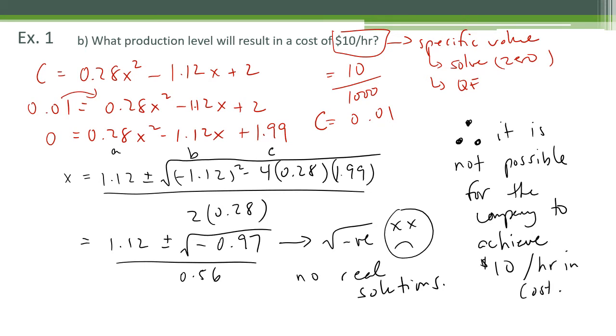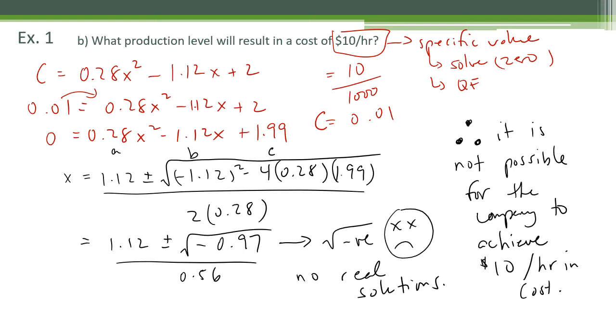If we think back to our answer to A, the minimum cost was $880. So this math just backs that up. Anything less than 880 is not possible. If you look at your parabola, nothing is lower than 880 on that quick sketch we made.